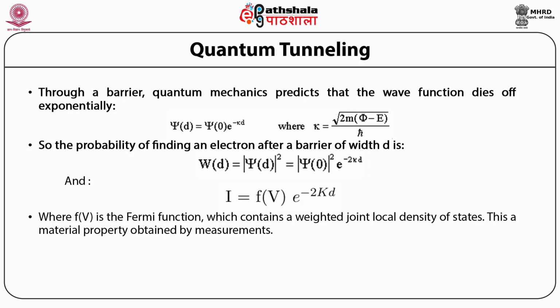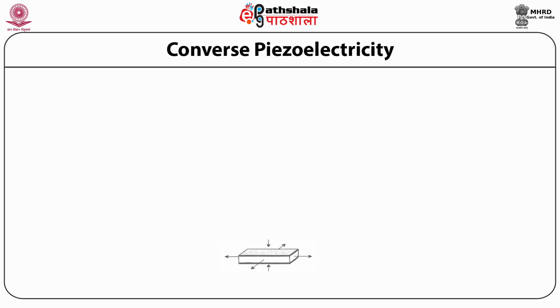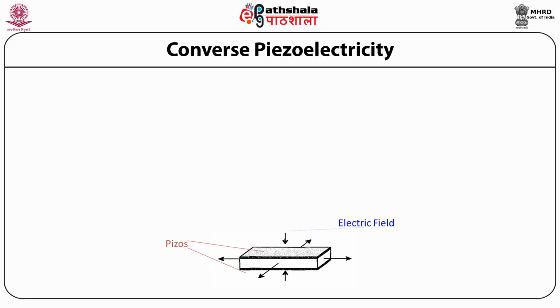contains a weighted joint local density of states. This is a material property obtained by measurements. So I is proportional to exp(−2kd), where k is approximately √(2mφ)/ħ. Plugging in the typical values for m, d and φ, where φ is the average work function of the tip, when d changes by 1 angstrom, the current changes by a factor of about 10. So let us now discuss the converse piezoelectricity.